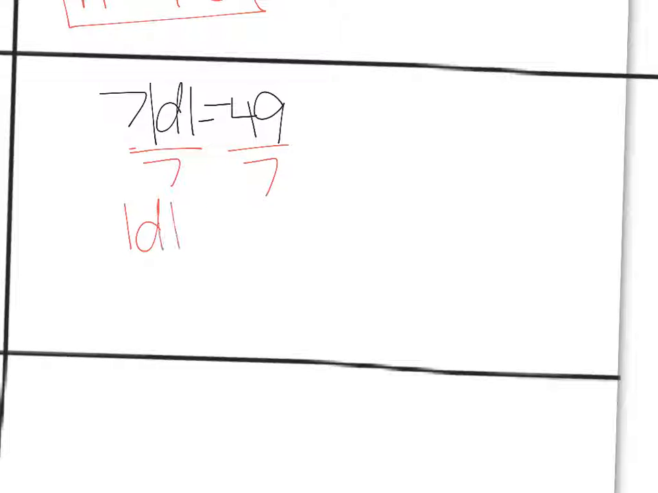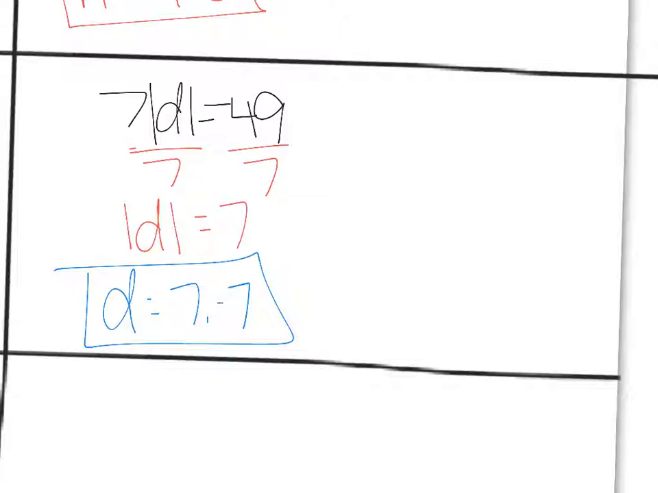Okay, if I have 7 times the absolute value of d equals 49. Once again, I have to isolate that absolute value of d, so I need to get rid of the 7. Now this time, it's 7 times d, so to get rid of the 7 times, we're going to divide both sides by 7. So now I have the absolute value of d equals 7, which means d could either be 7 or it could be negative 7.